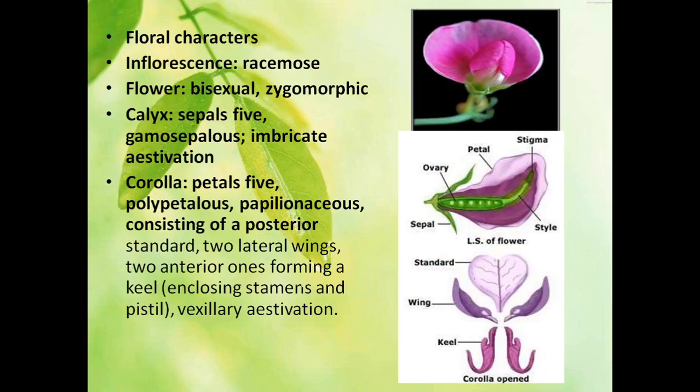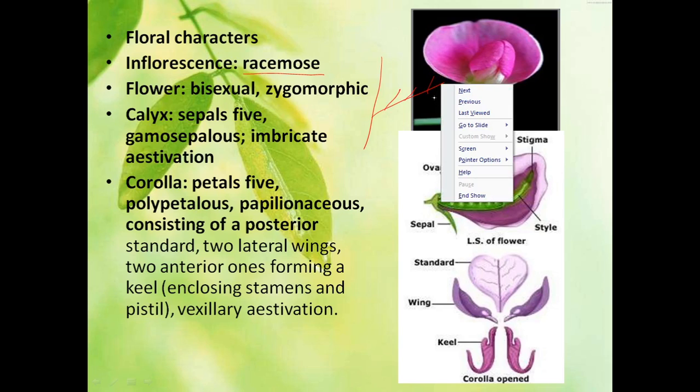Now the floral characters. The inflorescence is racemose. We know that there are two types, racemose and cymose. Here the inflorescence you find is basically racemose, and the arrangement is on the basis of racemose. The largest flower is at the lowest part, nearest to the bottom of the plant stem, and the smallest is at the top. If this is a stem and these are branches, the largest flower is over here, the smaller is here, and the smallest is at the top.